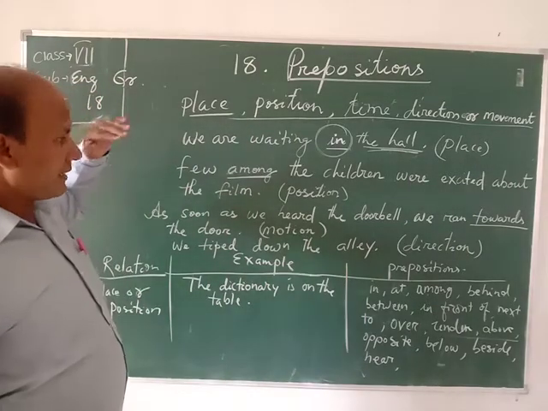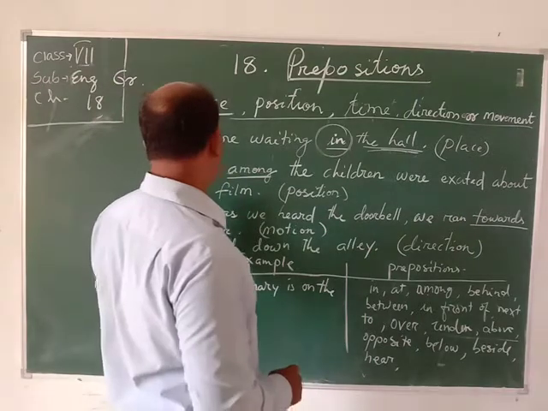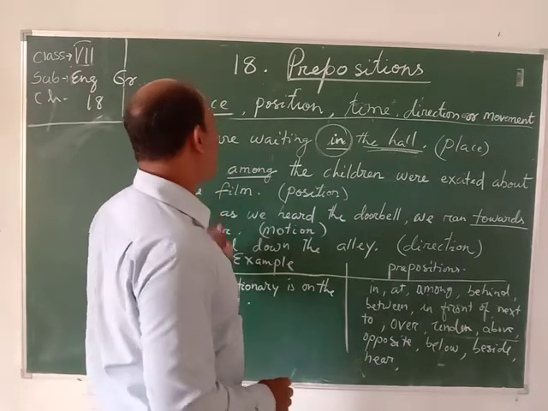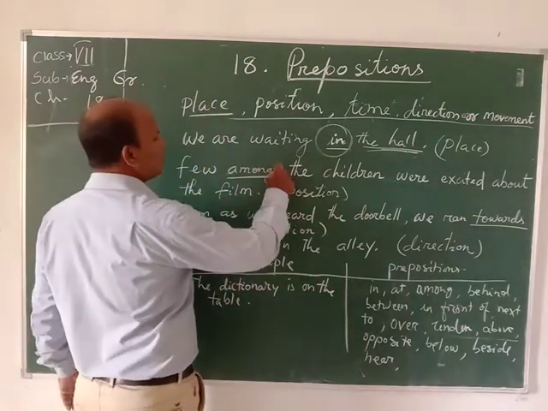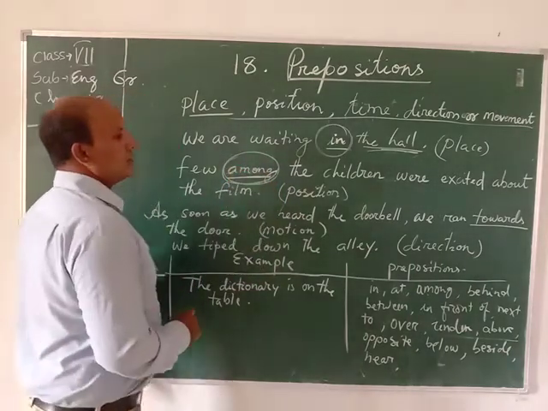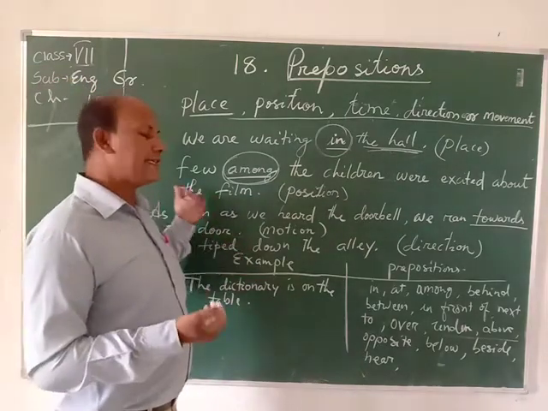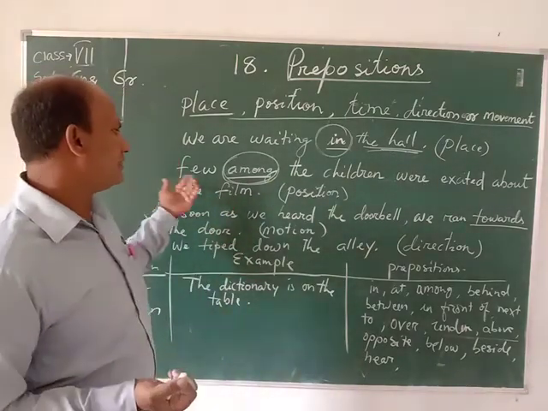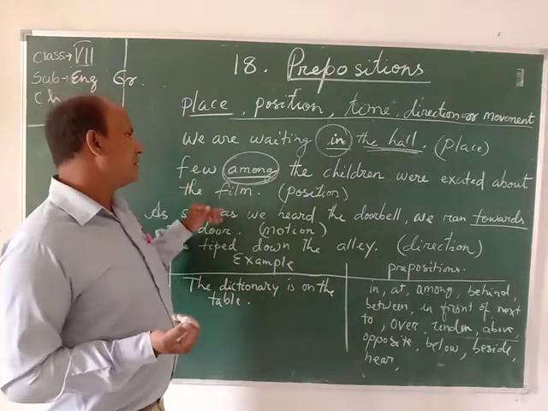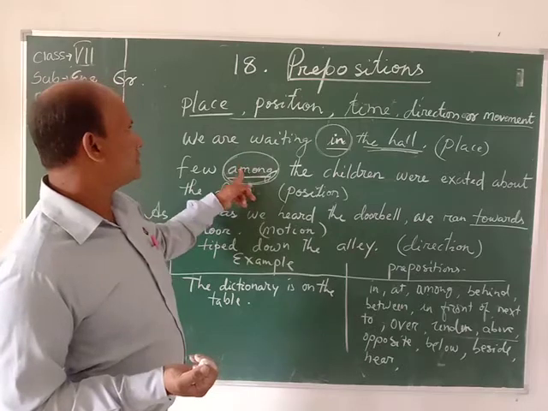Few among the children were excited about the film. Few among. How many, few among, position? Bahut kam log, the whole film ke bare mein excited, and they liked this film, and the maximum did not like this type of film. Okay. So few means no more. That's the position it's showing.